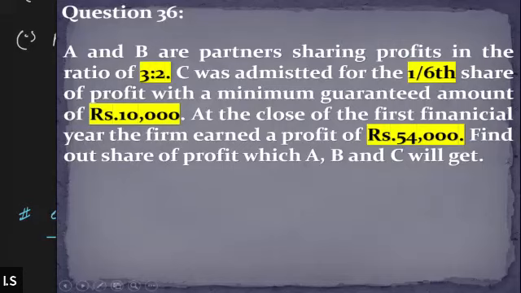In question 36, it says A and B are partners who are sharing profit in the ratio of 3:2. C was admitted for a 1/6 share of profit with a minimum guaranteed amount of 10,000. So C is entering for a 1/6 share of profit with a guarantee of 10,000 as well. At the close of the first financial year, the firm has earned a profit of 54,000. We need to find out the share of profit which A, B and C will be getting. I hope the question is clear to everyone, right?